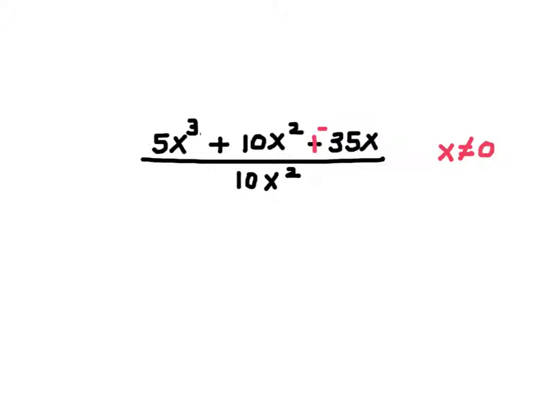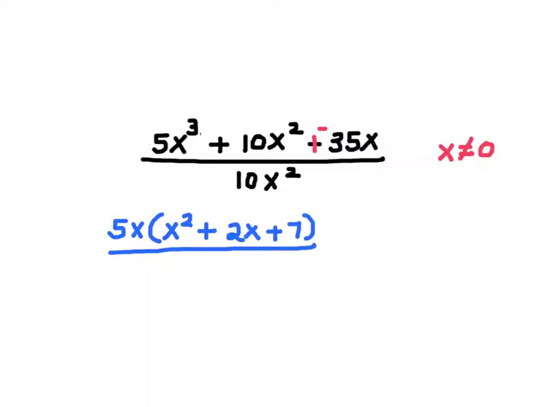In the numerator, I can see I have a 5 here, a 10, and a 35. 5 goes into all of these. And I have an x to the third, x to the second, x to the first. So I'm going to factor out a 5x from the numerator. And when I factor a 5x from the numerator, I end up with a 5x times x squared plus 2x plus a negative 7. I see that I also have a 5x in the denominator. I can factor a 5x out of 10x squared, and what's left is a 2x.